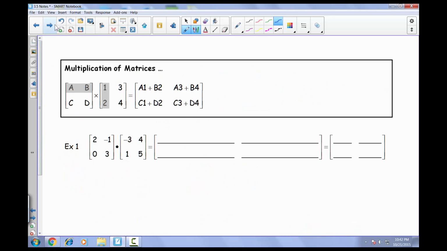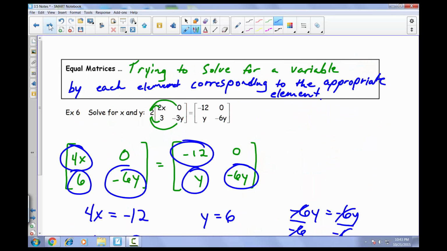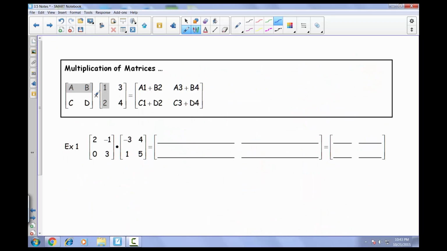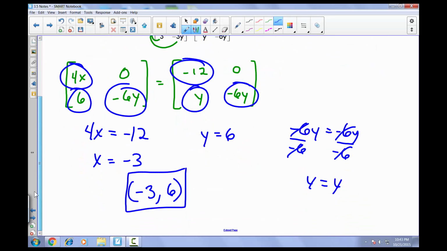Now we're moving on to multiplication of matrices. Multiplication of matrices actually differs from scalar multiplication. Scalar multiplication is when you simply have a number in front of your matrix, a single number. Matrix multiplication, on the other hand, is where you have some matrix and you are multiplying it by some other matrix. And in past years, it is crazy common.